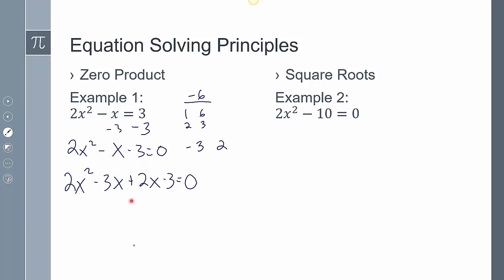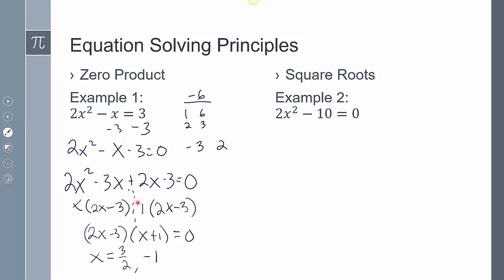Then the rest is factor by grouping. If I factor this side, there's an x in common. If I factor this side, there's a 1 in common. And so now rewriting, whatever's in front goes in the next one. Now that we're here, I can set each of these factors equal to 0 and solve. If I say 2x minus 3 equals 0, add 3, divide by 2, that's why I got x equals 3 halves. And then x plus 1 equals 0, minus 1 on both sides, and that's how I get my x equals negative 1.